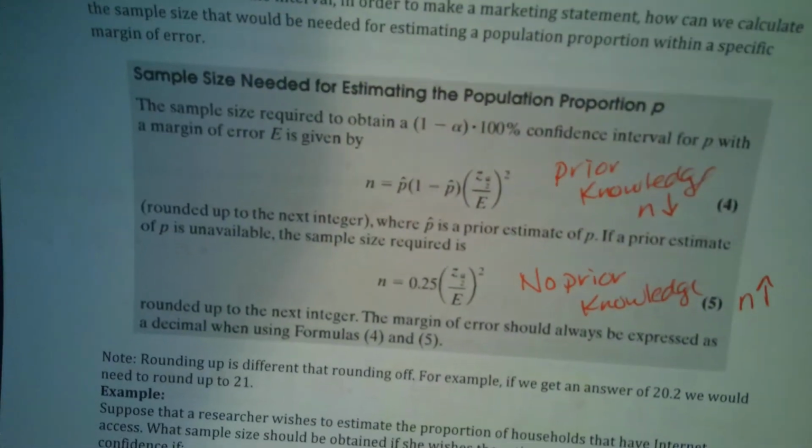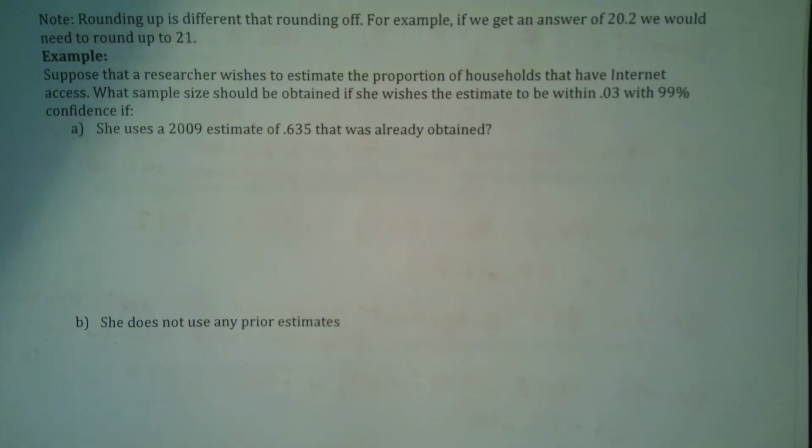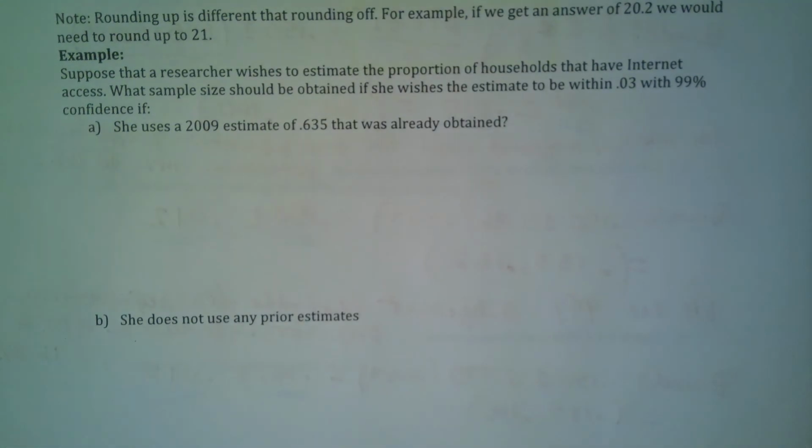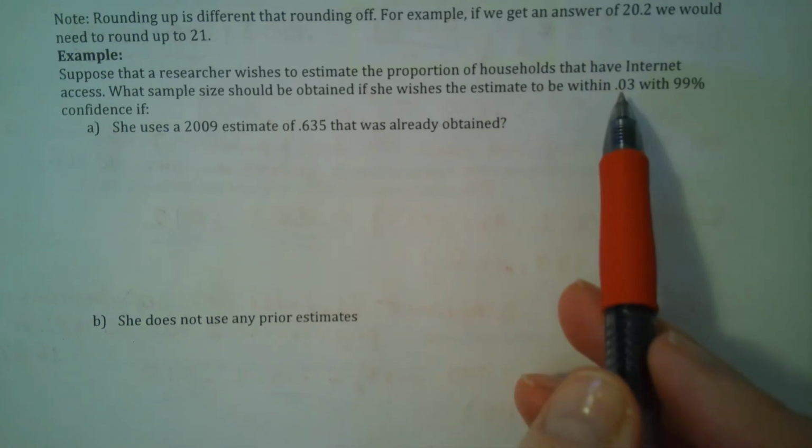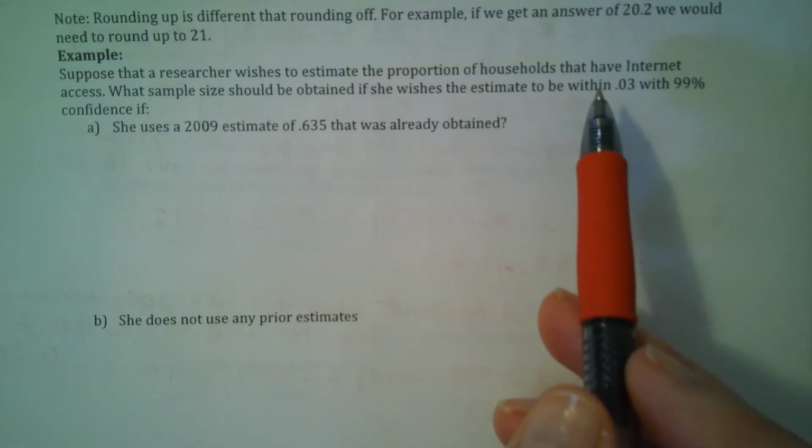So let's do a quick example. Okay, suppose that a researcher wants to estimate the proportion of households that have internet access. What sample size should be obtained if she wishes the estimate to be within 0.03 with a 99% confidence?